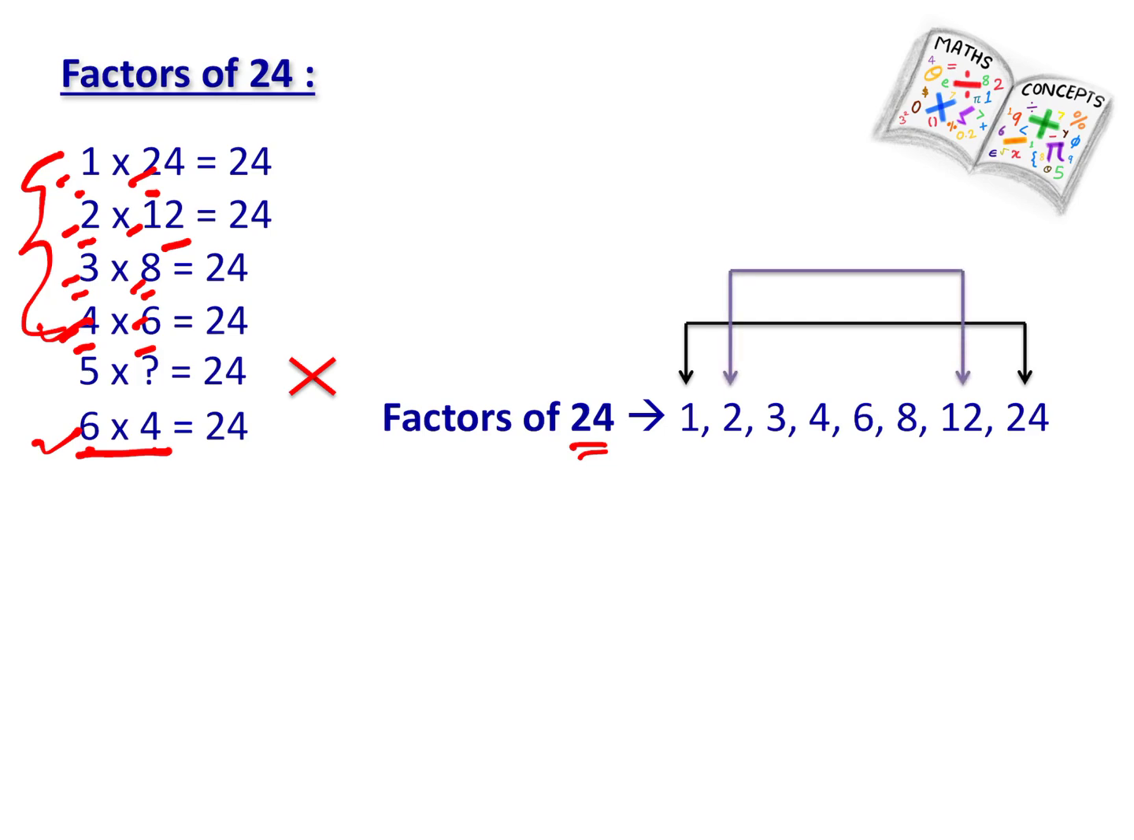12 twos are 24, that is also correct. 8 threes are 24, yes, that is right. 4 sixes are 24, that is also right. So this means we have covered all the factors. Okay.